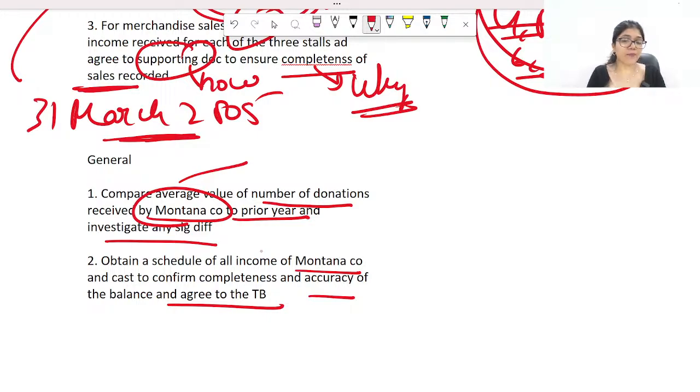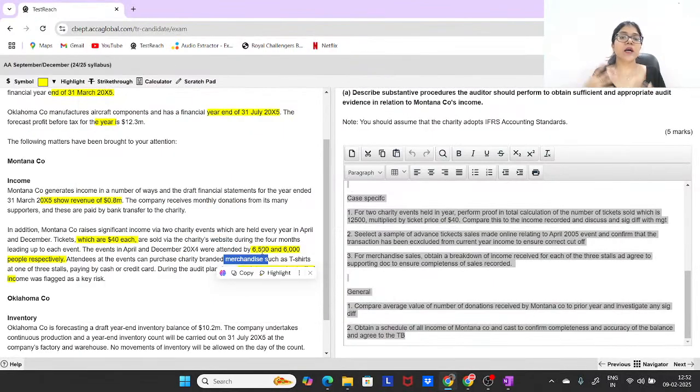This is something which I get a lot, that people do say not to write general, but how to write specific substantive procedures, I think that is really important. So I hope that is clear now. Quickly let me know if it is clear, then we'll move with the next substantive procedure. If any doubts, please let me know.